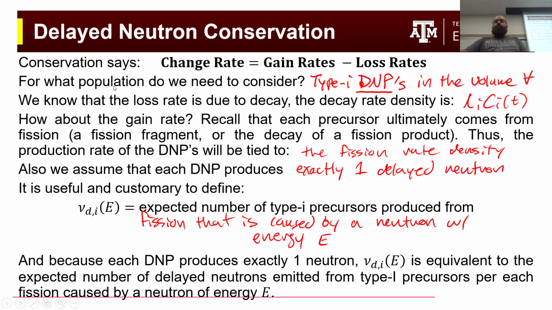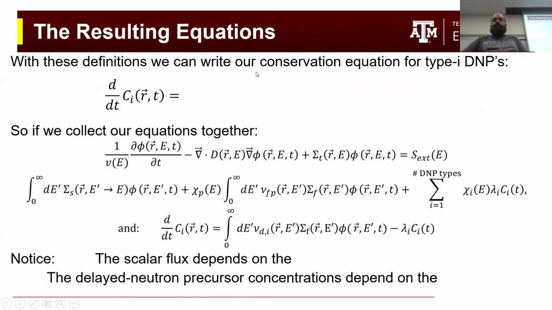So we know that our gain rates are going to look like a fission production rate with this as my new term. And then the loss rate is this decay rate density. And then the change rate is going to look like the rate of change of that quantity. So this is the change rate, and it's going to be equal to the gain rate minus the loss rate.